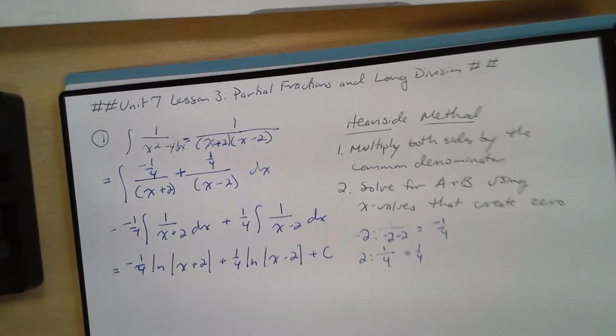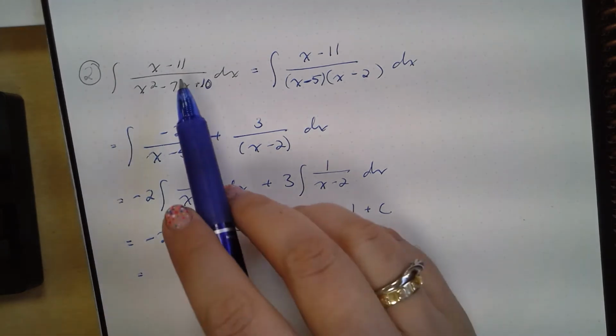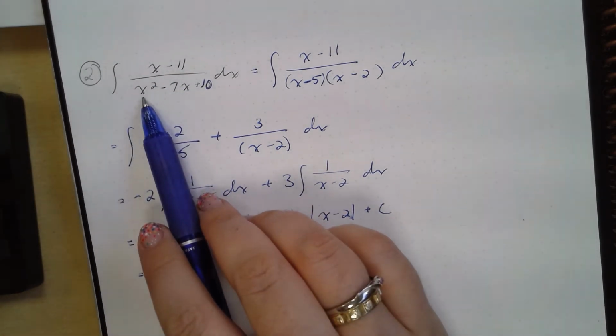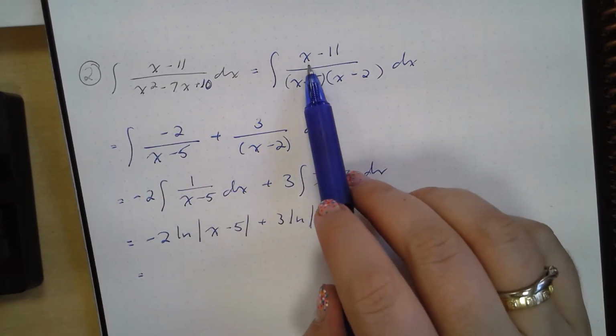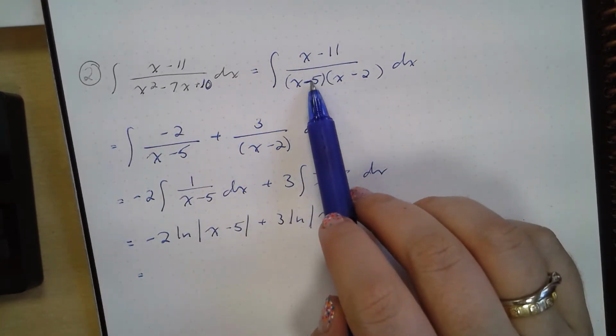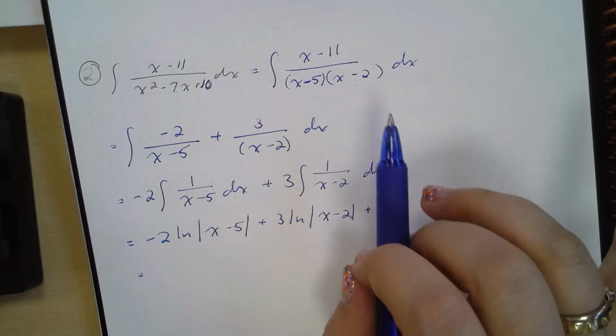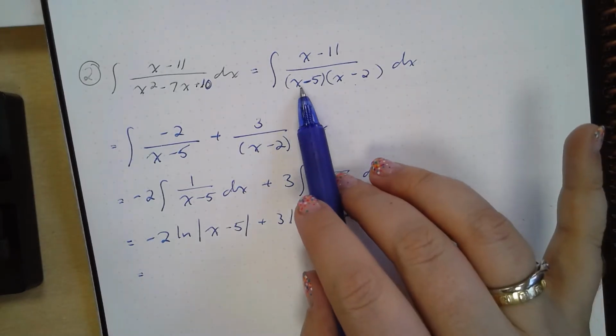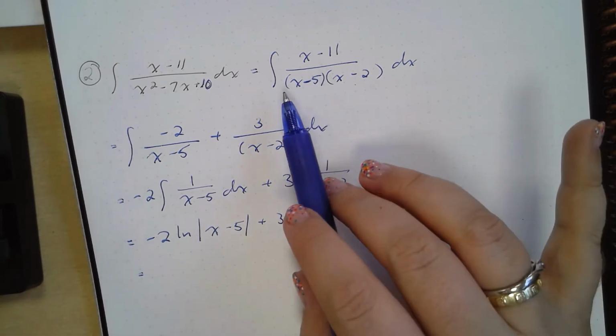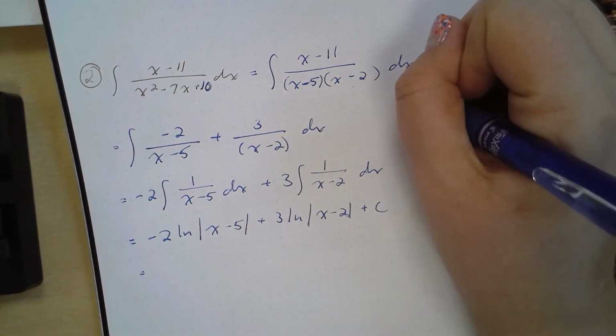All right, let's try another one. Here we have x minus 11 over x squared minus 7x plus 10. Well, if I factor this, I'm going to get x minus 11 over x minus 5 times x minus 2. Nothing's going to cancel out, and this is still too complicated to be able to factor. So I need to figure out what plus negative 5 will equal 0. Well, I know that's going to be 5.